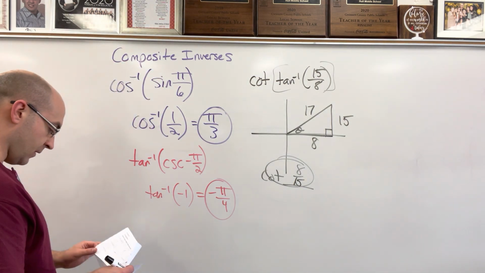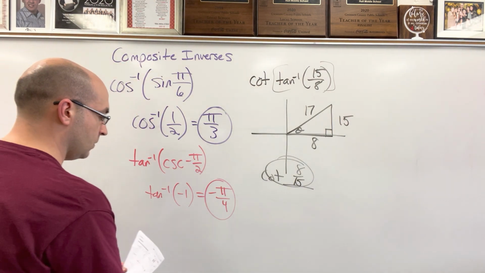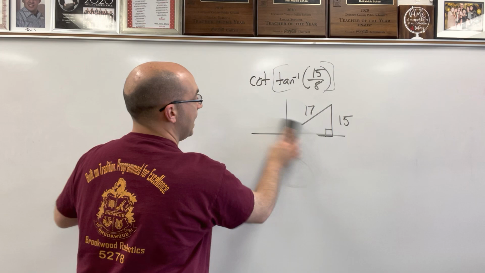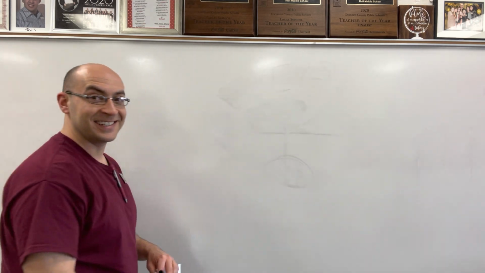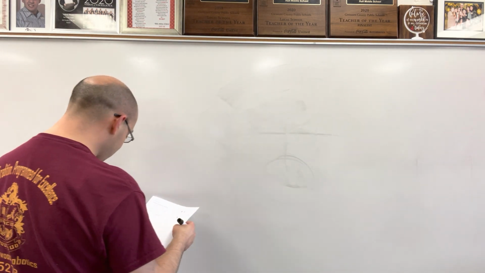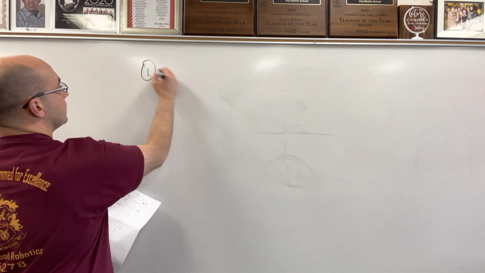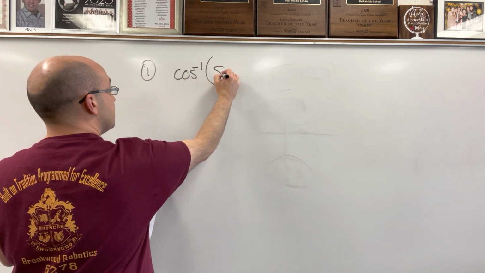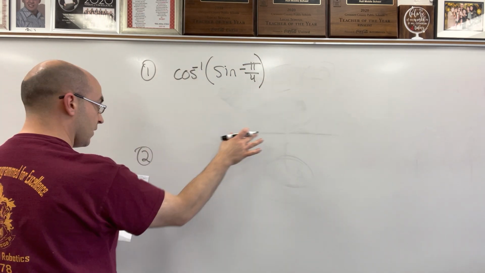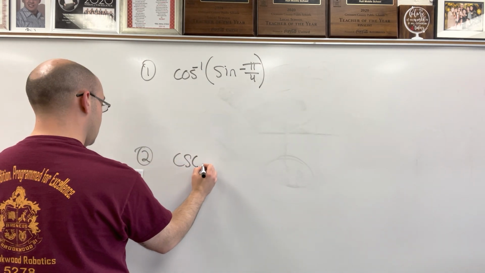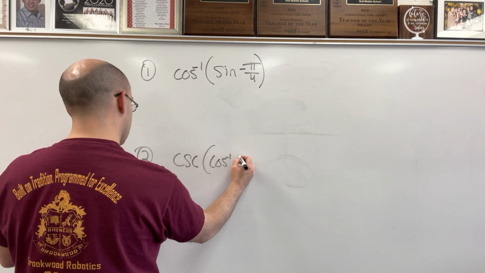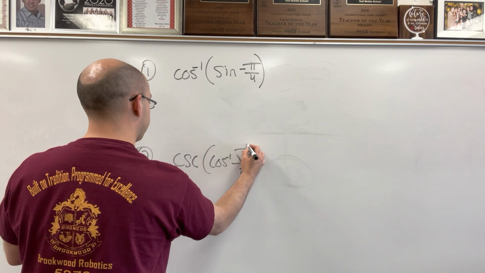All right, let me give you two to try on your own, and then you can pause me and work them out yourself. I'm not going to be able to edit this video because I'm at school, so you're just going to have to pause me. I'll give you a split second to pause me, okay? Let's say I gave you inverse cosine of sine of negative pi over 4. And the second one is like that triangle: cosecant of inverse cosine of root 39 over 20.